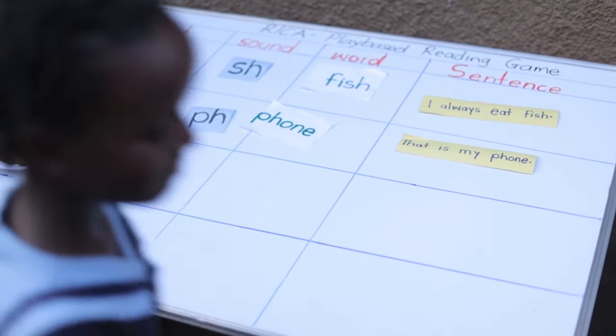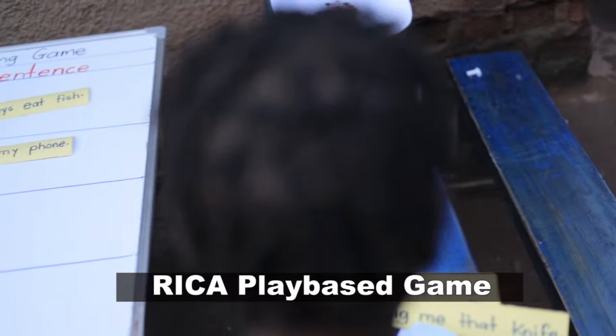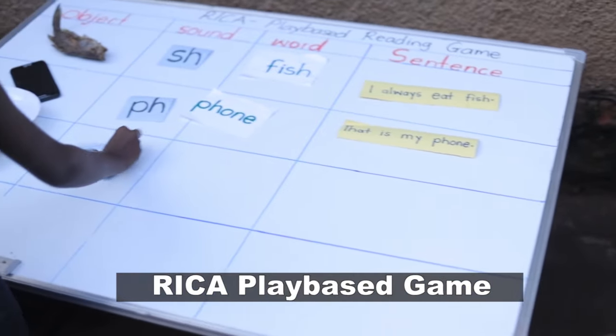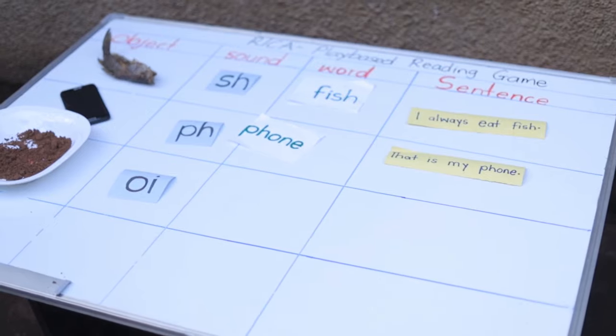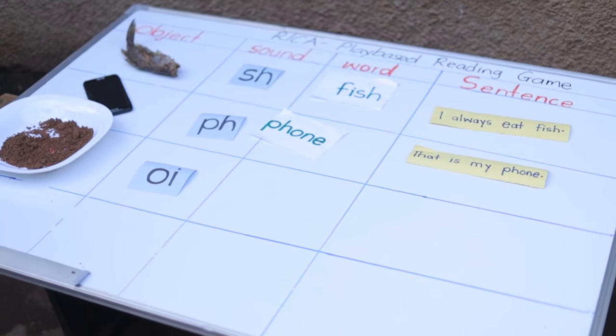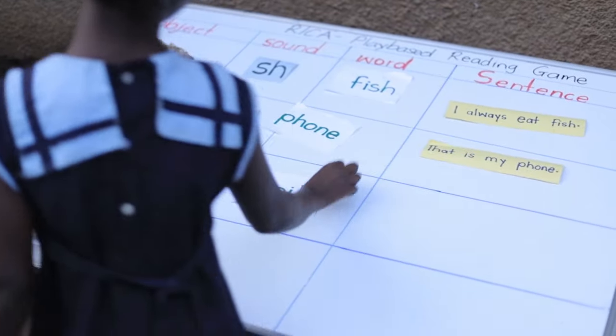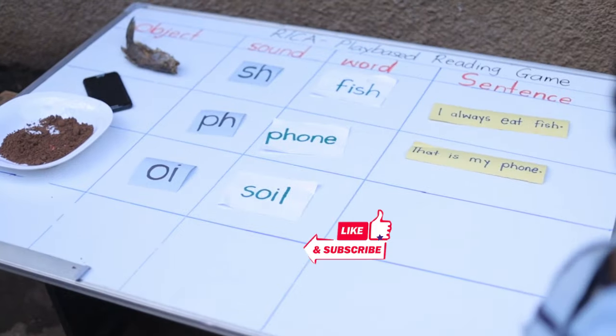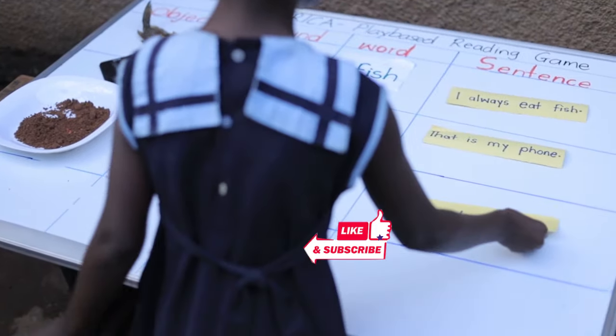Soil. Oil. Soil. Soil helps plants to grow.